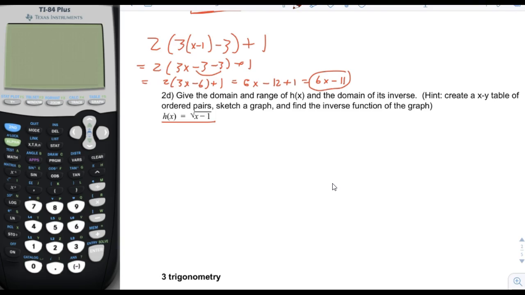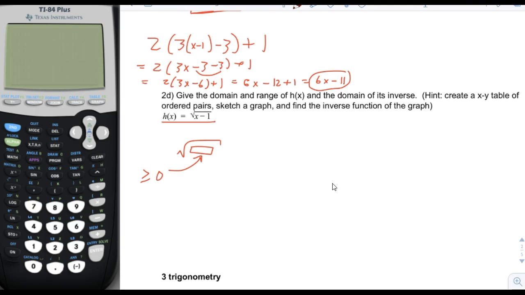So, if you look at the square root function, what can you put inside the square root function? What is the input to the square root function? The input to the square root function has to be 0 or more, right? Because you can't put a negative number inside the square root function. So the input here has to be greater than or equal to 0, right?